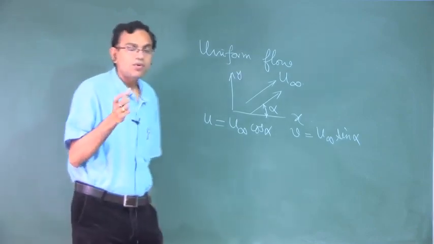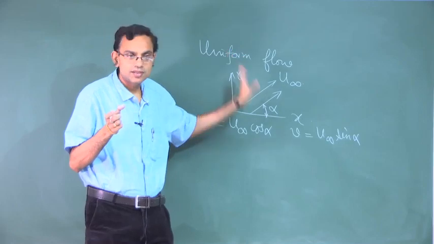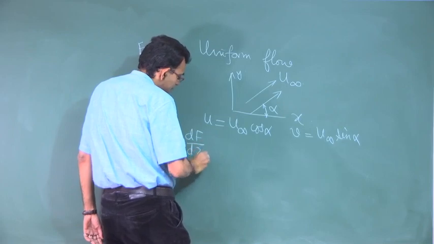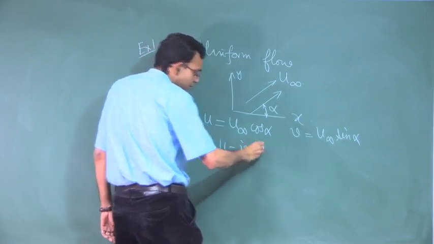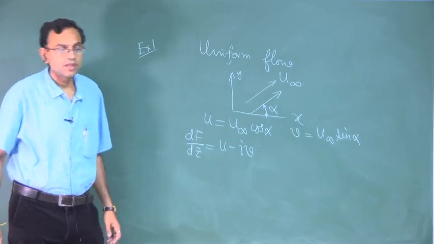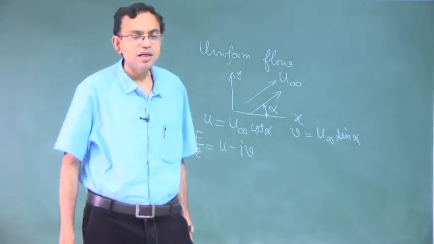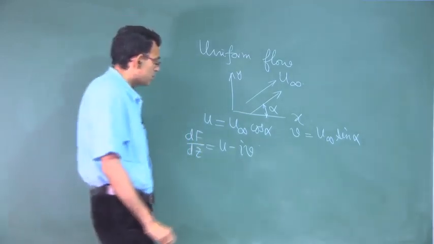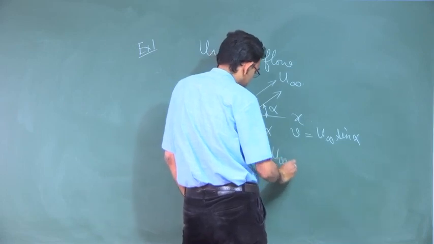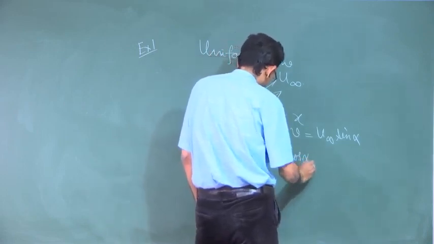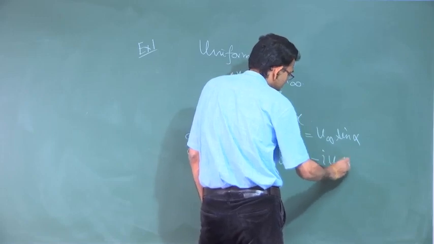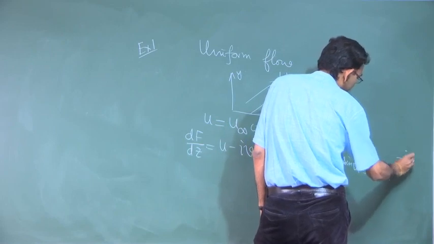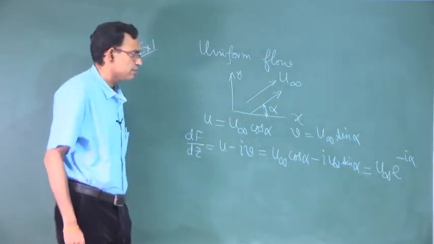The objective is to find the complex potential corresponding to this. What we know is dF/dz is u minus iv. If F is phi plus i psi, then dF/dz is u minus iv, this is what we have derived. So, this is u infinity cos alpha minus i u infinity sin alpha, so u infinity e to the power minus i alpha, right.